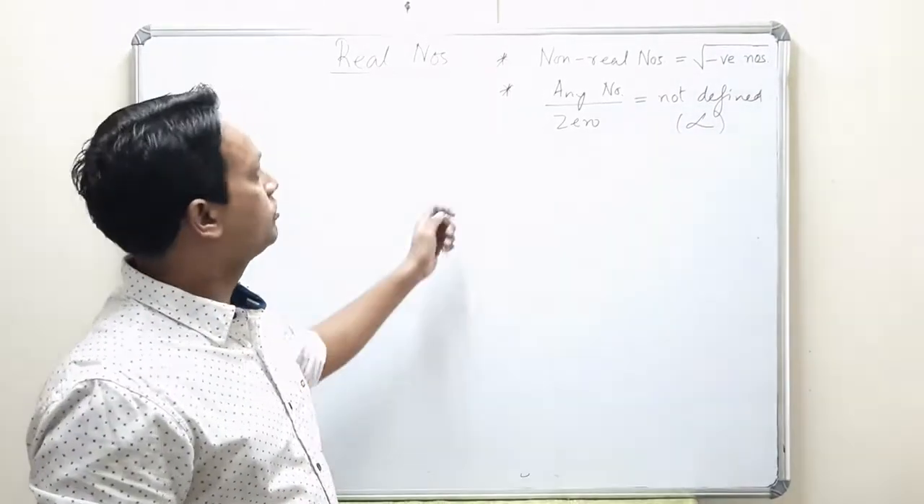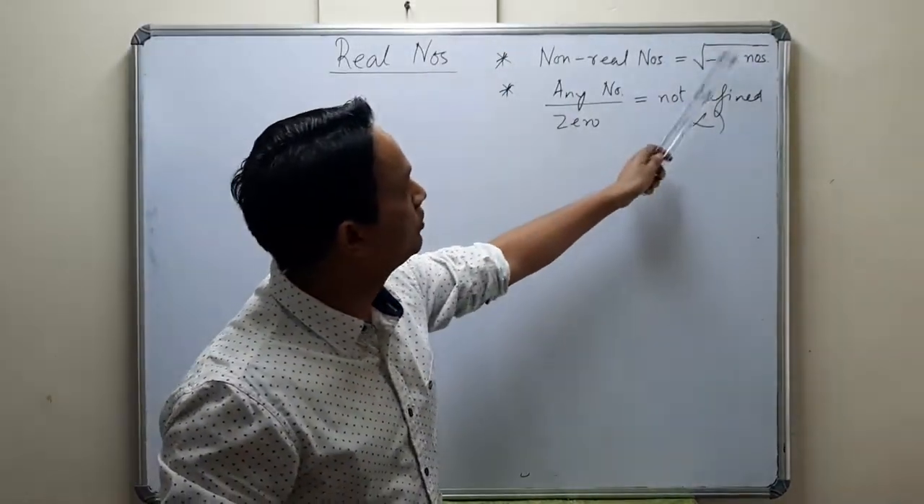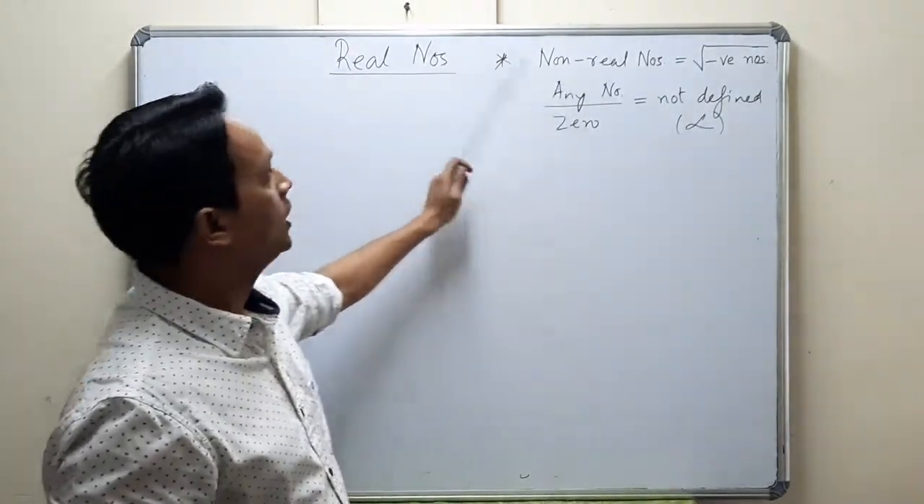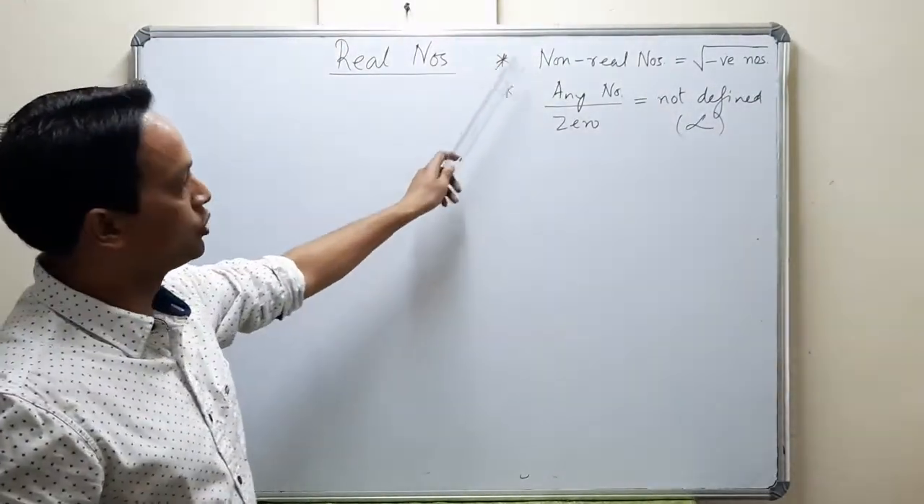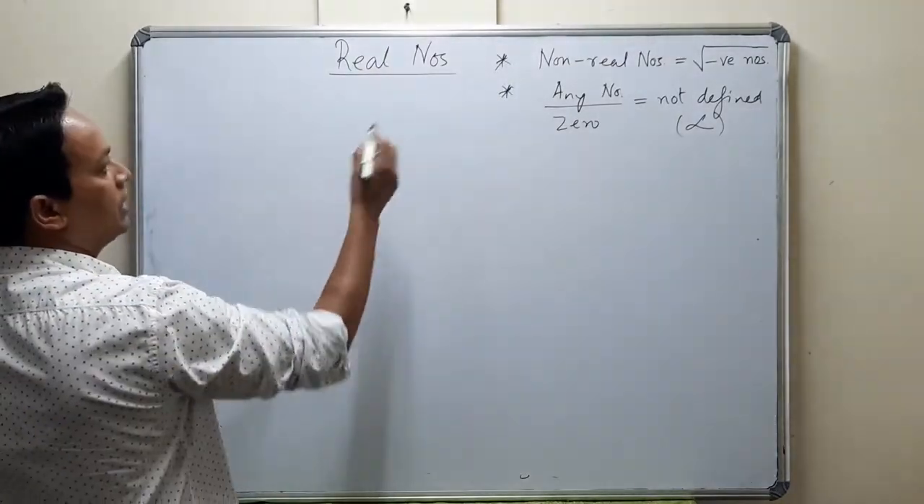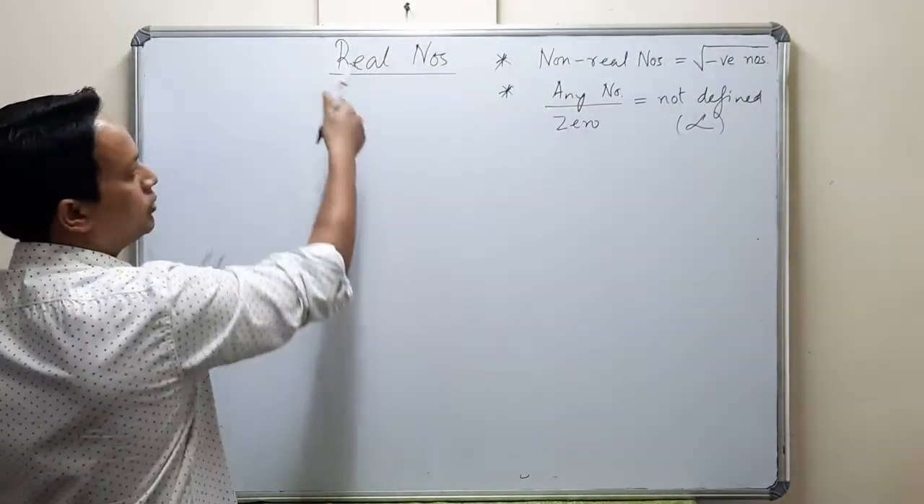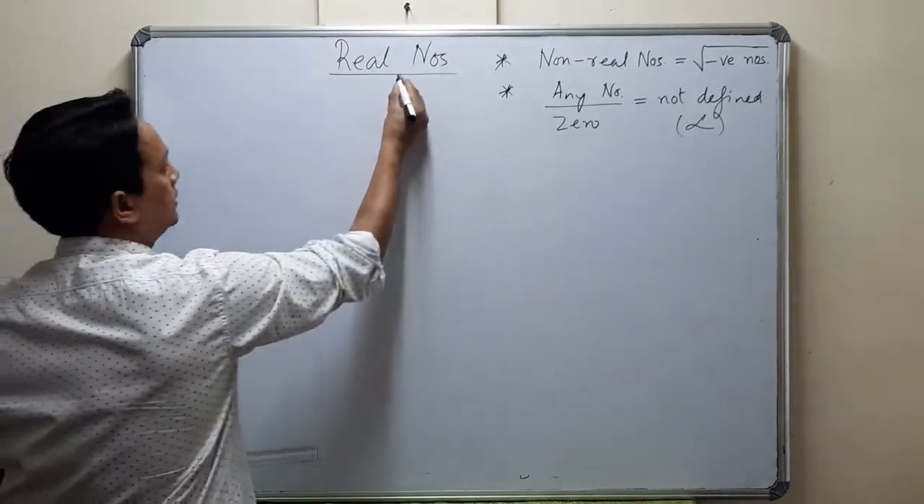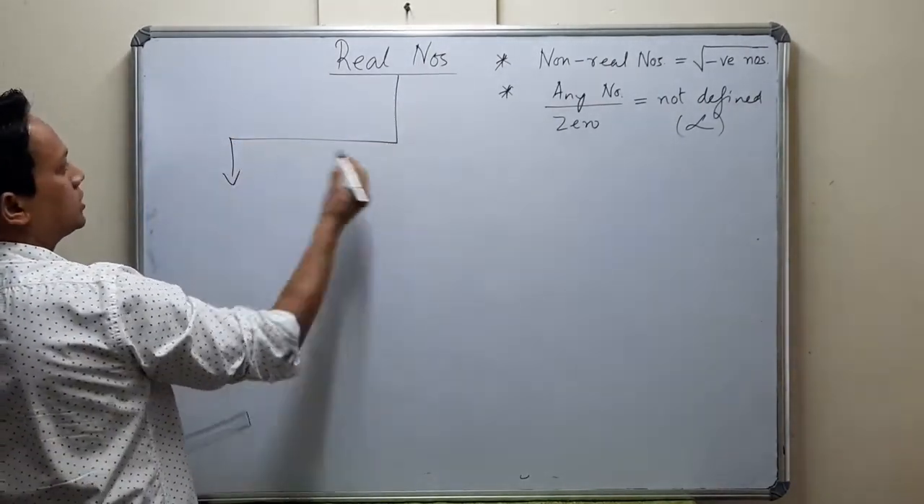Now just remember that non-real numbers means the root over negative numbers. That will be enough. And any number by 0 is not defined or infinity. Those are the 2 points you need to remember at least till class 10 level. Besides all those numbers, whichever number will be coming across, we'll put them under real numbers. Okay. Now, definition was not important. What is this? Real numbers?